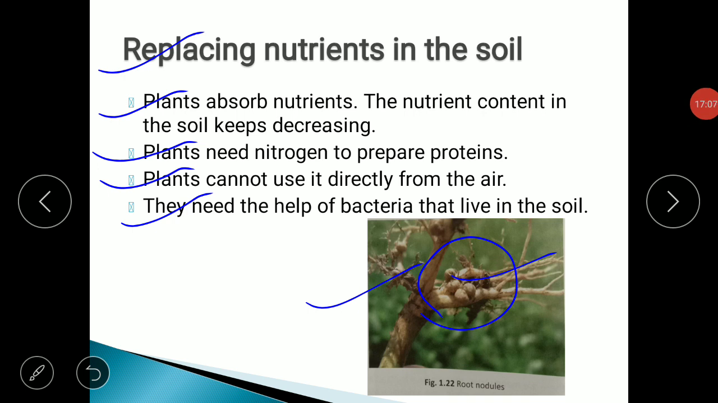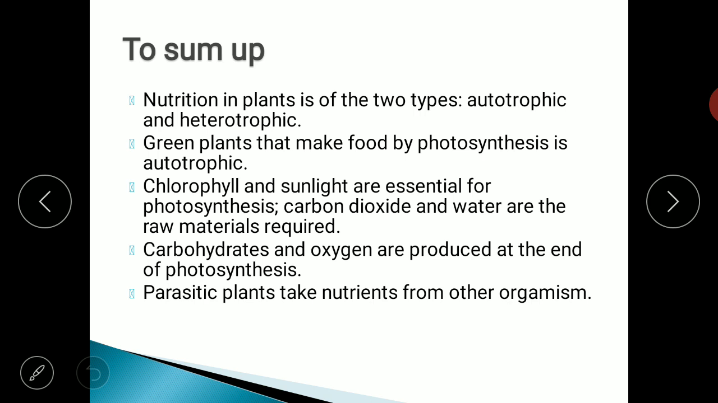Thus, we end the chapter over here. So, what is the summary? What did we study in the whole chapter? Just revise once again in brief in 2 minutes. Nutrition in plants is of two types, you know that, autotrophic and heterotrophic.